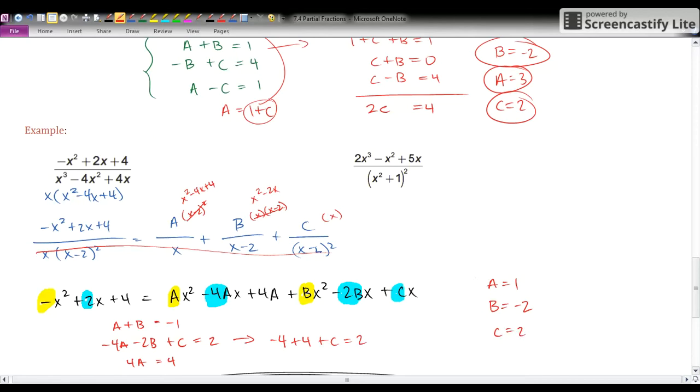And you have done your decomposition into fractions. Here it is. You have A, which is 1 over x, plus B, which is negative 2 over x minus 2. And last but not least, you have C, which is 2 over x minus 2 squared. And you have done it.